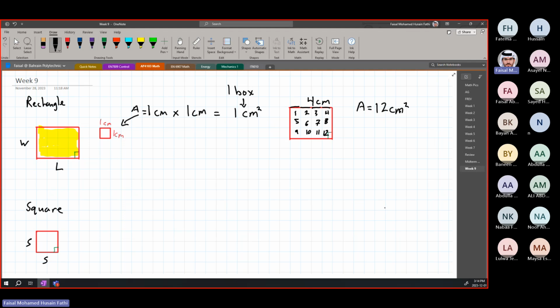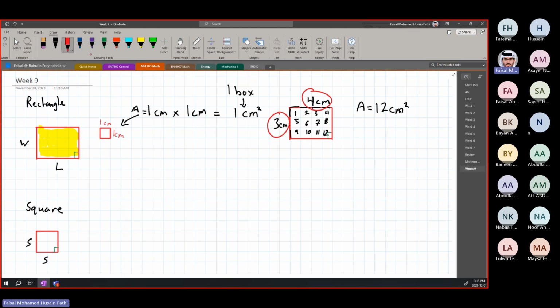Same thing with the side. The side over here is 1, 2, 3. So this is 3 centimeters. Okay? So if you notice, very simply, how can you find the 12? You just have to multiply this number over here. You have to multiply the 3 by the 4, because that's how you will reach your number 12.